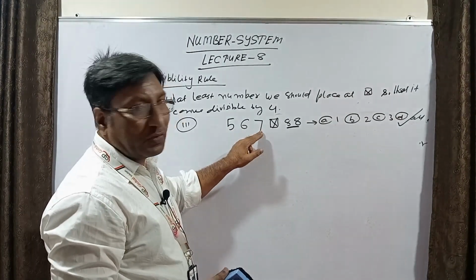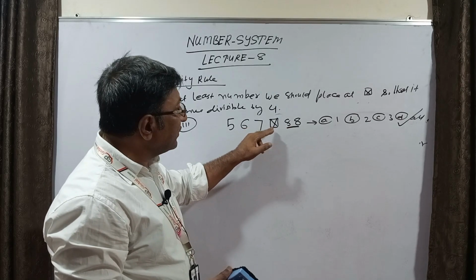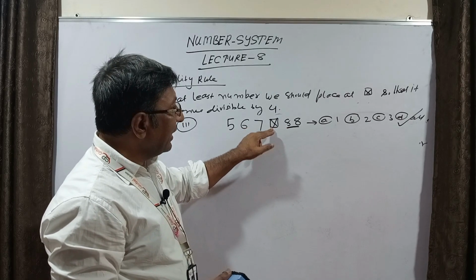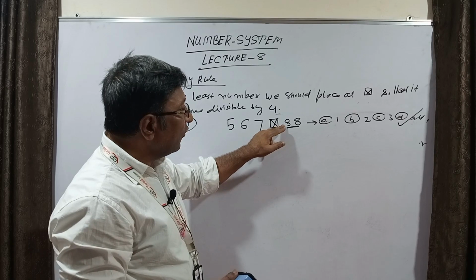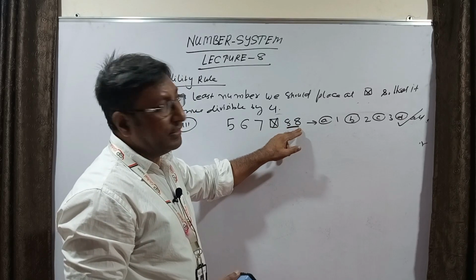Again 4 ones are 4. This is 3. Suppose we are putting 1. So 31. 4 sevens are 28. Again 3. So this is 38. 4 nines are 36, 2 remainder. 4 fives are 20. Divisible.